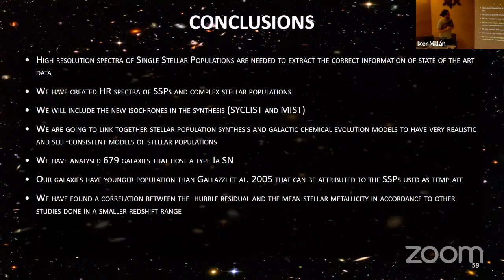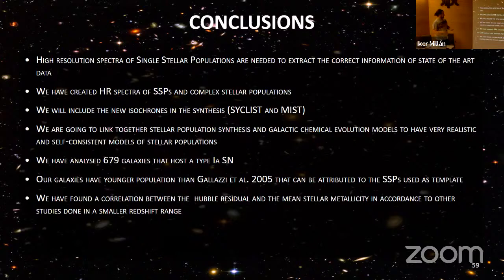So higher resolution spectra of SSPs are needed to extract the correct information from state-of-the-art data. For that, we have created higher resolution spectra of SSPs and complex stellar populations. We have plans to include new isochrones in the synthesis to check variations, for example with rotation. Future work would also be to include binaries. And if we link with a chemical evolution model or a cosmological simulation, we could create mock catalogs of galaxies if we have a star formation history and the metallicity enrichment history.